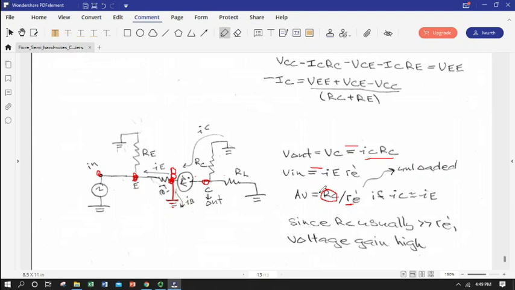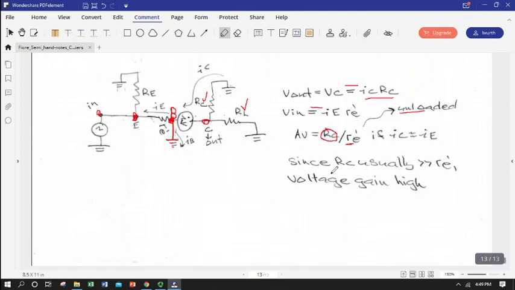And of course, this ignores loading effects. If we were loaded, this R sub C would be replaced with the R sub L, R sub C parallel combo, and so this number would go down, so our gain would go down just a bit. And so here's our origin of the big gain.